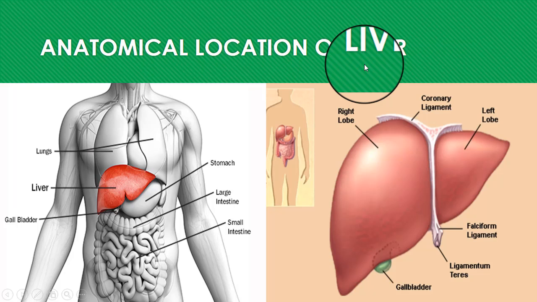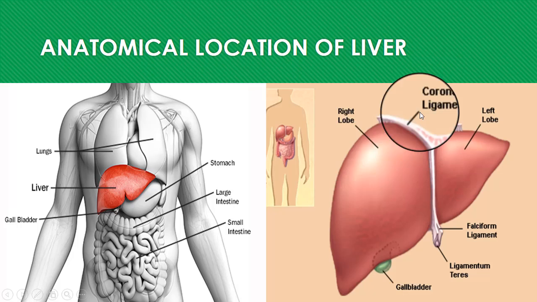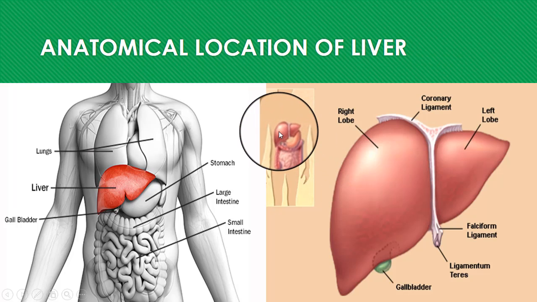As we all know, the liver is a peritoneal organ which is positioned in the right upper quadrant of the abdomen, and it is the largest visceral structure in the abdominal cavity and the largest gland in the human body.